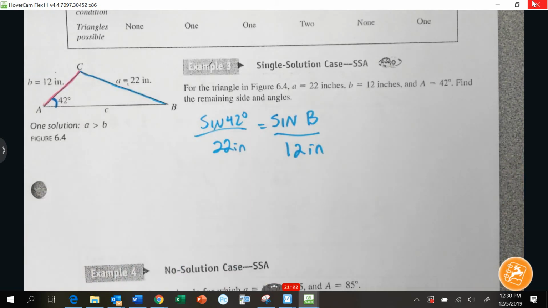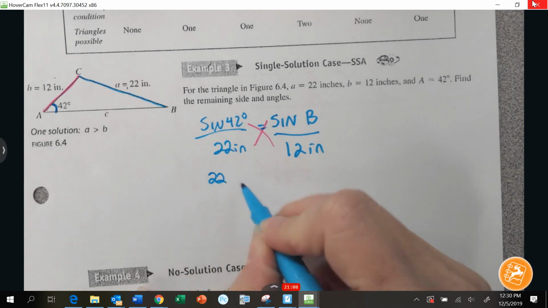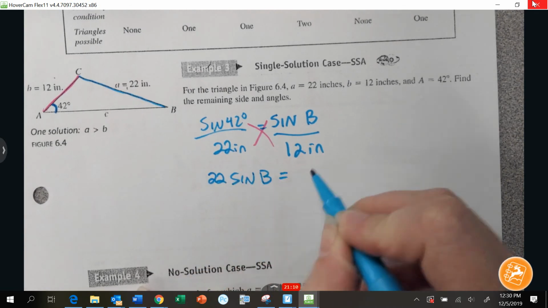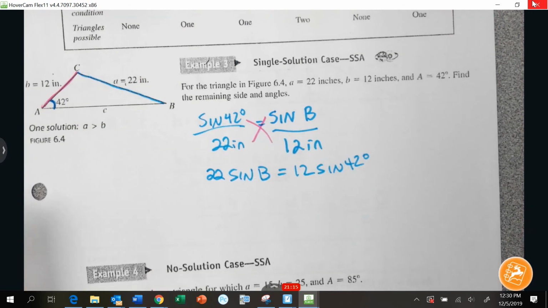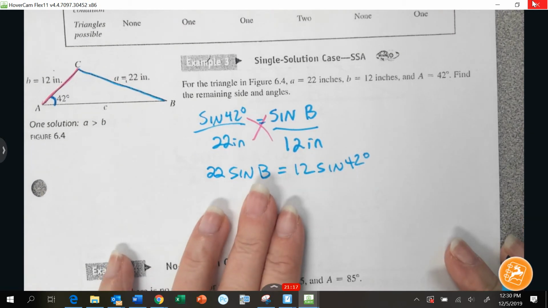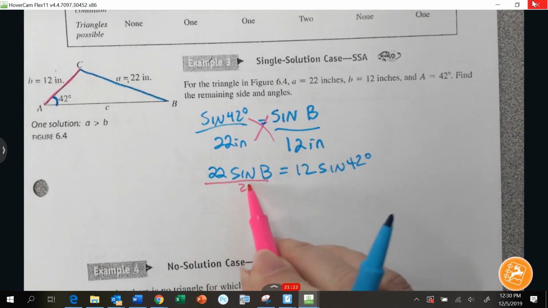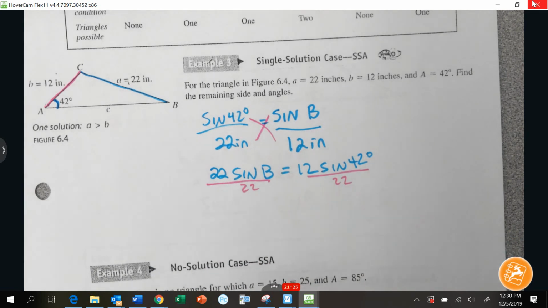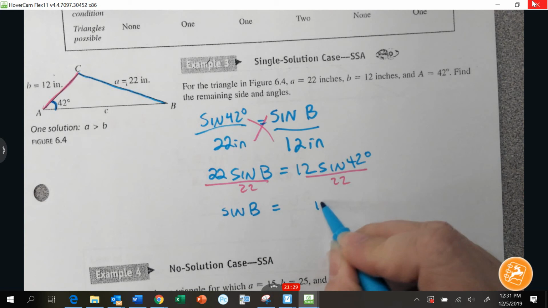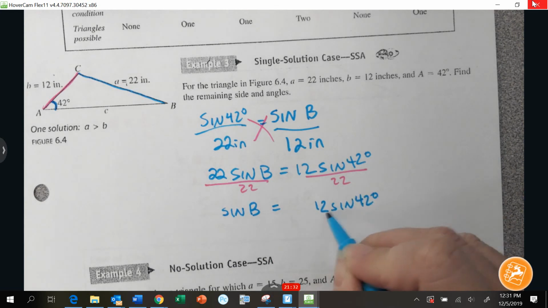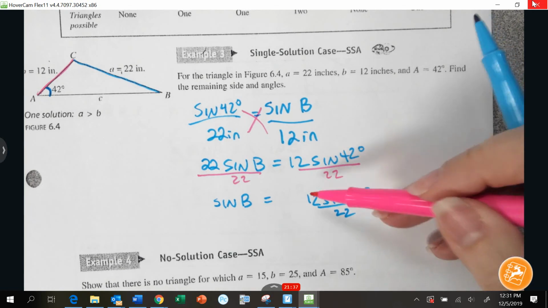Okay, so if I'm going to solve for the angle, we're still going to cross multiply. And we'll get 22 sine B equals 12 sine 42 degrees. And we need to get B by itself, but I can't do that yet. I can only get rid of 22 to start. So I have sine B equals 12 sine 42 degrees over 22.